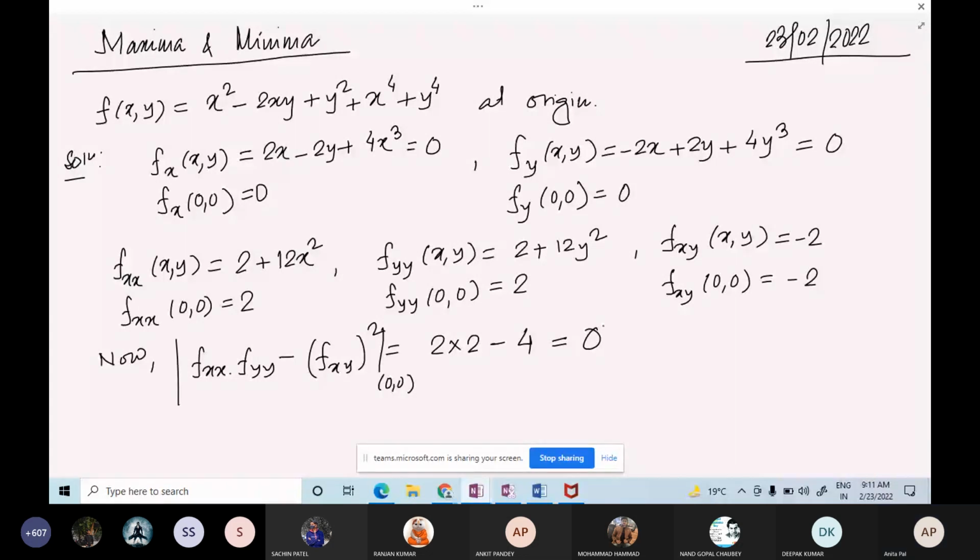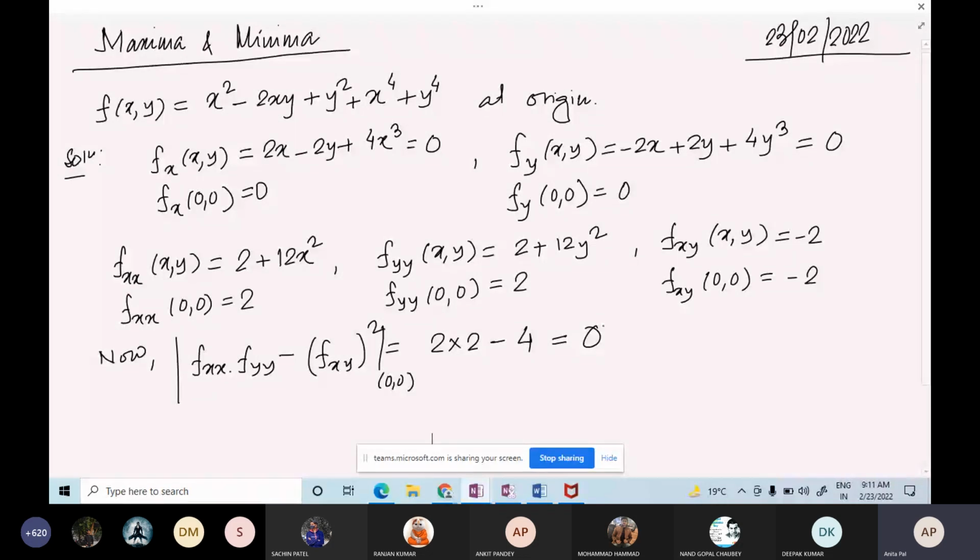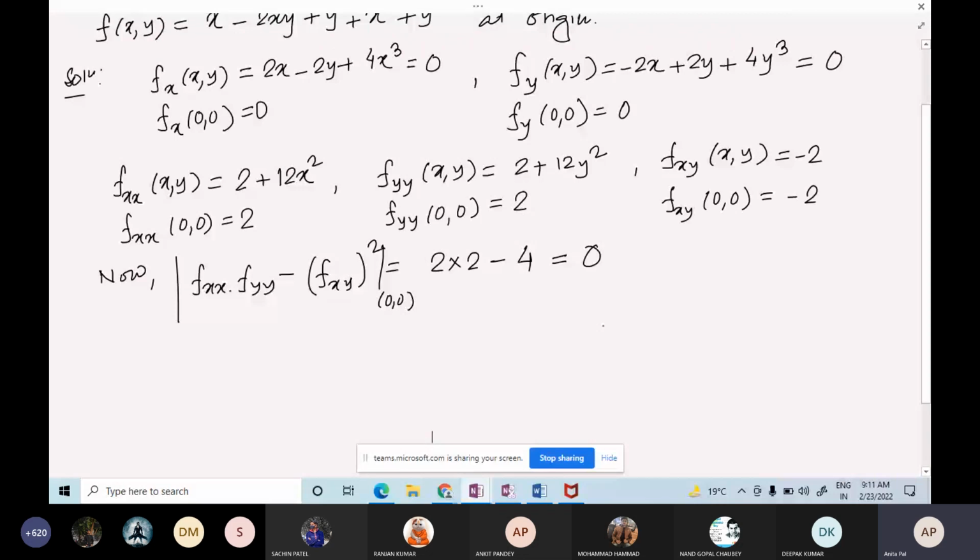Now see, it is not maximum, not minimum. When we get rt minus s square equals 0, we cannot conclude anything. Because for the conditions we have studied till now, rt minus s square should be greater than 0, only then will we be able to tell something. But if it fails and becomes 0, we cannot conclude anything. So further investigation is required.